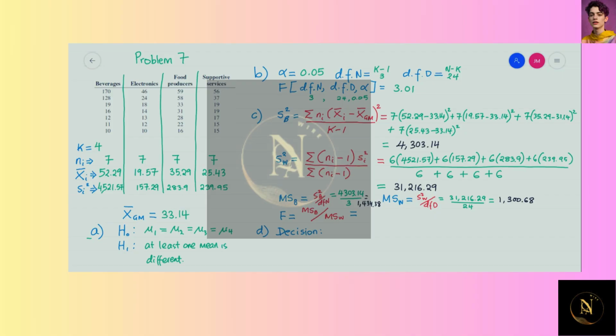And now we're on the last step where we need to get the calculated value of F, and this comes from the MSB divided by MSW, and this will be 1,434.38 divided by 1,300.68, and that gives us the F value of 1.10.